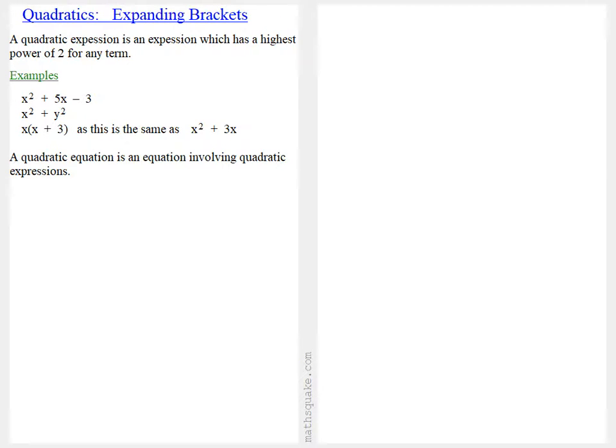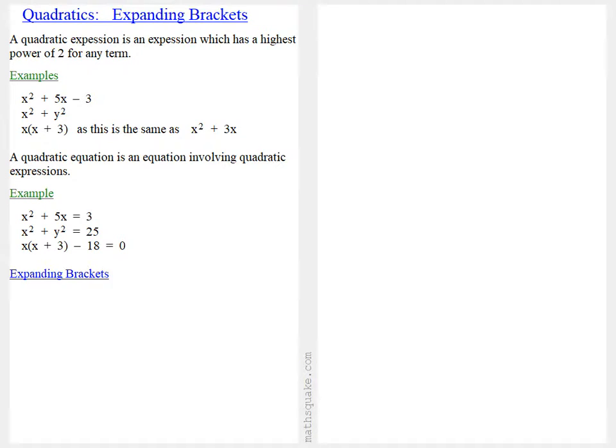Now a quadratic equation is an equation involving quadratic expressions. So some examples might be x squared plus 5x equals 3, or x squared plus y squared equals 25, or x into x plus 3 minus 18 equals 0.